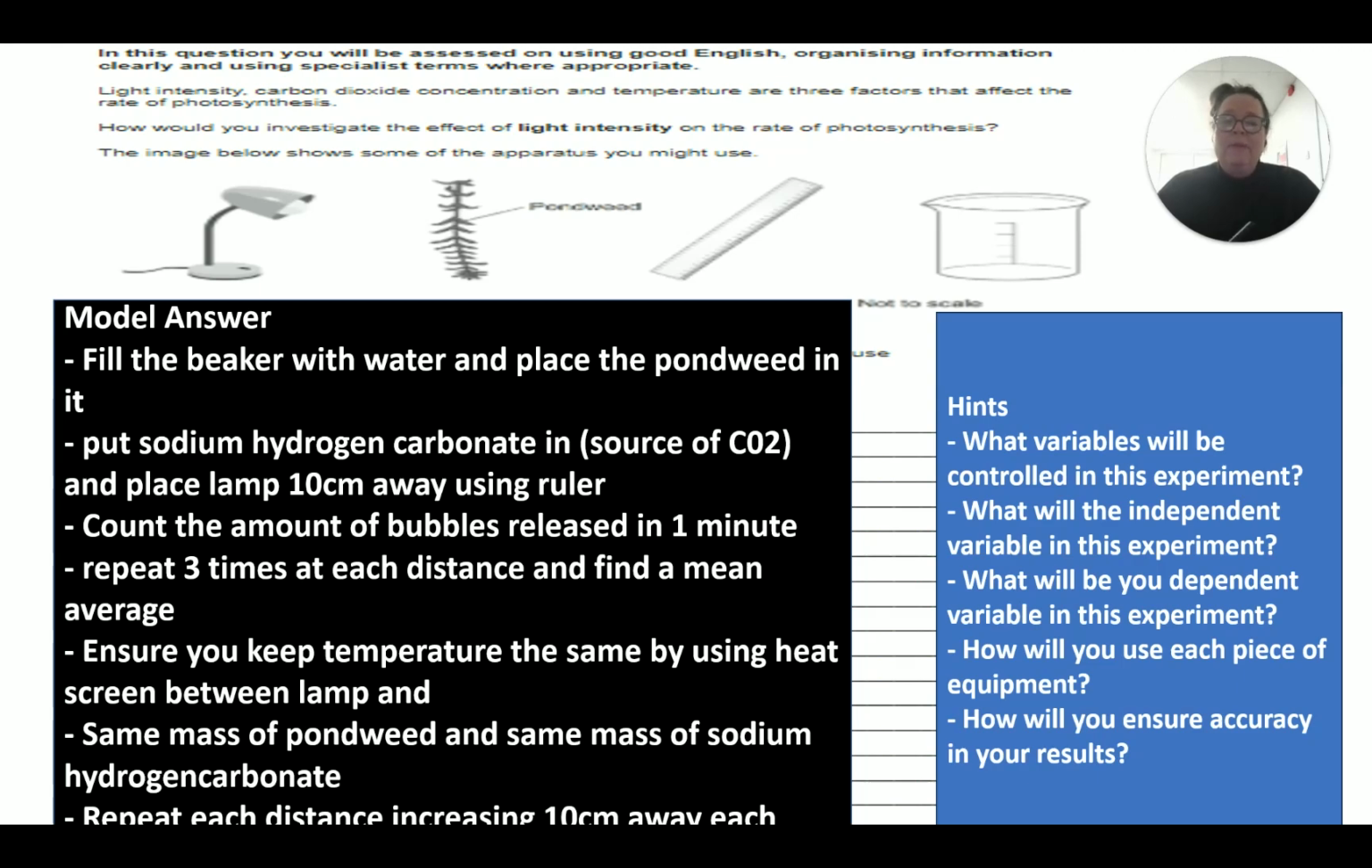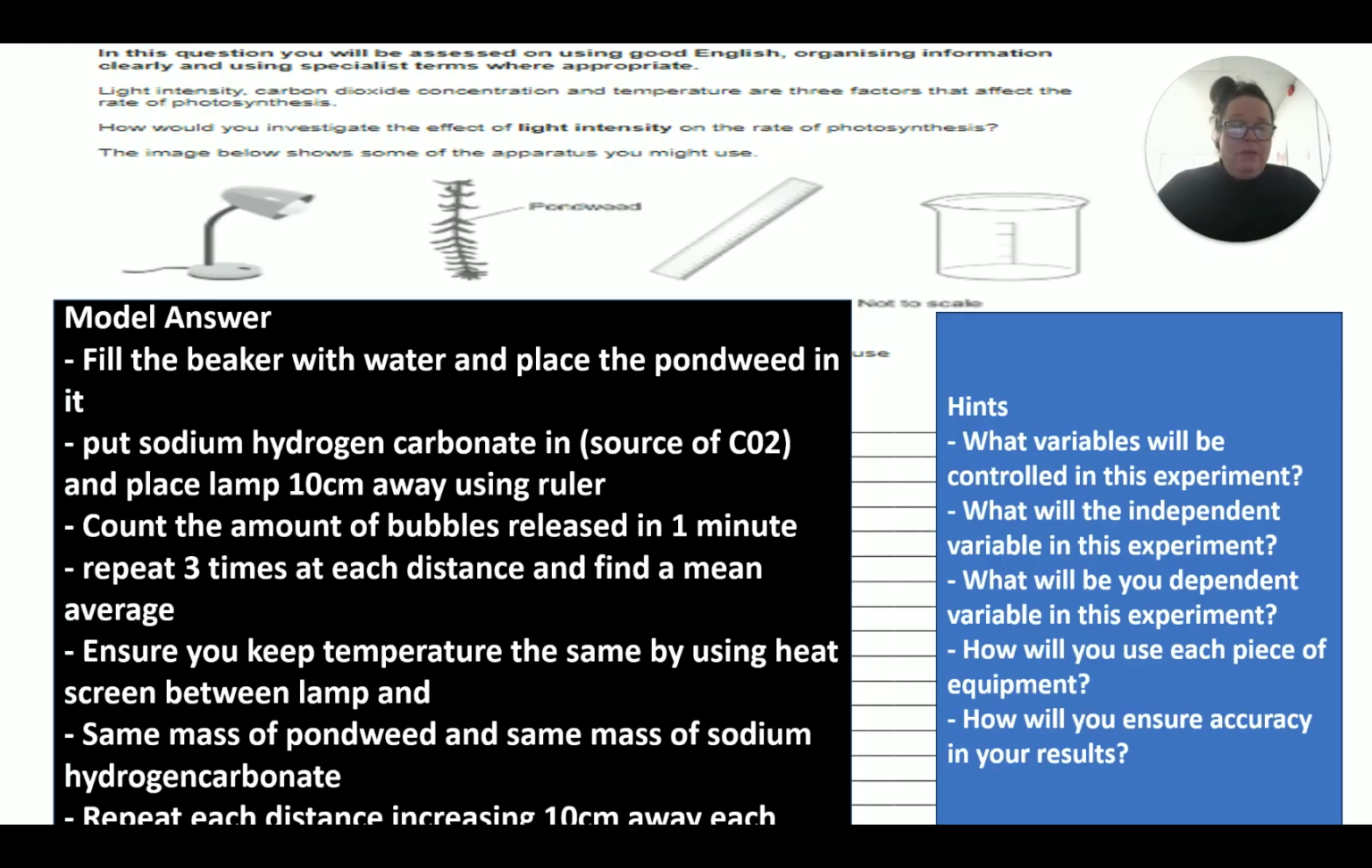Now this next one, some people do in the experiment and some people don't. If you don't, that's fine. Put sodium hydrogen carbonate in and place the lamp 10 centimetres away using the ruler. Okay, so if you use sodium hydrogen carbonate in yours, that's fine. If you didn't, you can just say place the lamp 10 centimetres away using the ruler. Count the amount of bubbles released in 1 minute. Repeat 3 times at each distance and find a mean. Okay, that's on pretty much every experiment.